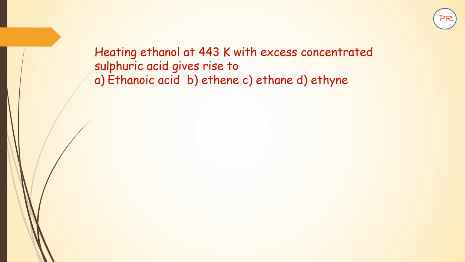Heating ethanol at 443 Kelvin with excess of concentrated sulfuric acid gives rise to ethanoic acid, ethene, ethane, and ethyne. The answer is ethene over here. In this case, the water molecules get removed. This is called the dehydration reaction, and a double bond is formed between the two carbon atoms and ethene will be produced.